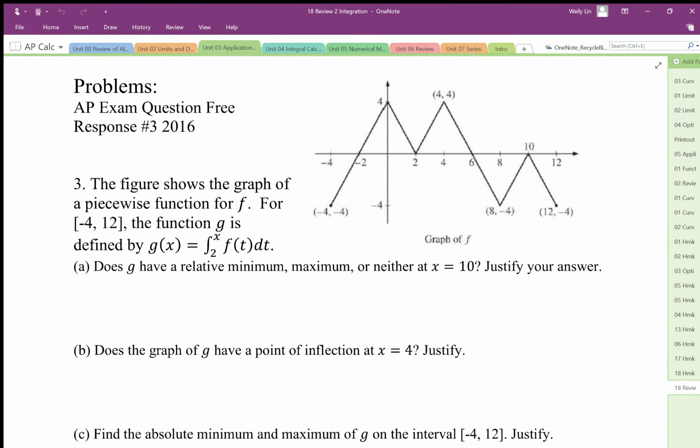This last example comes directly from the free response section of the 2016 AP exam. The figure shows, on the right here, a graph of f, defined from -4 to +12 inclusive, so it's a closed interval. And we have another function g, which is not shown, and g is the area underneath this curve from 2 to x. Okay, so starting at 2 and some point x.